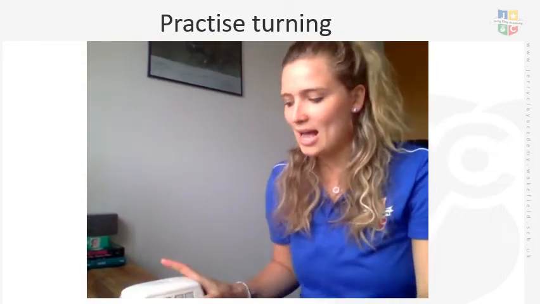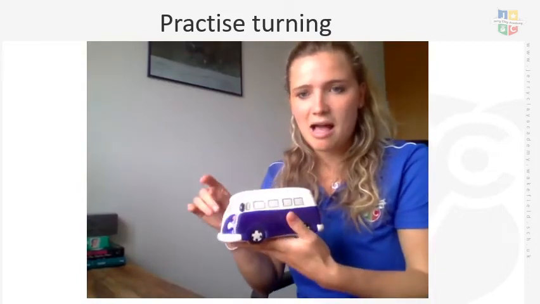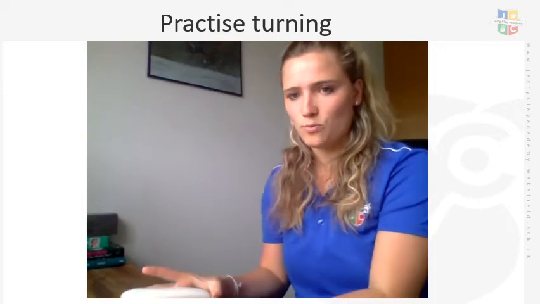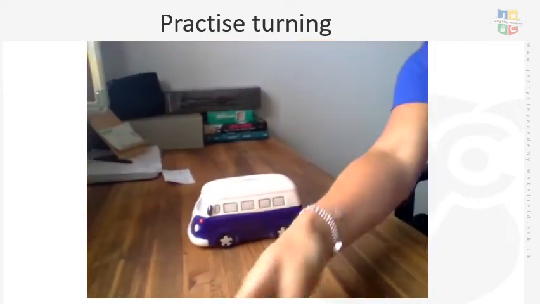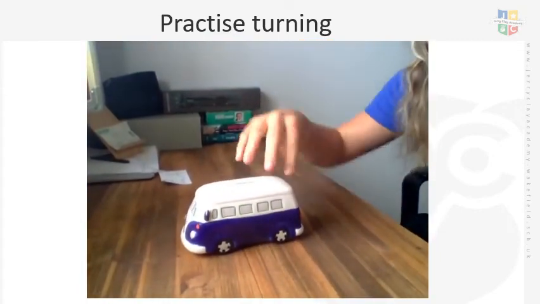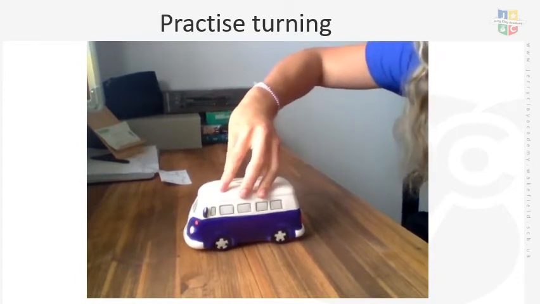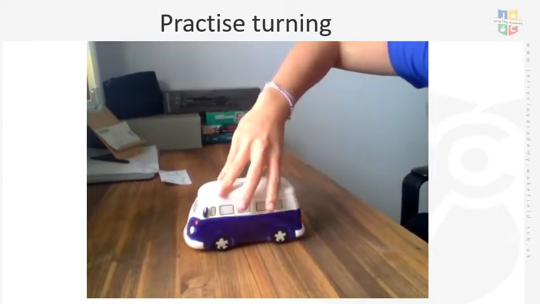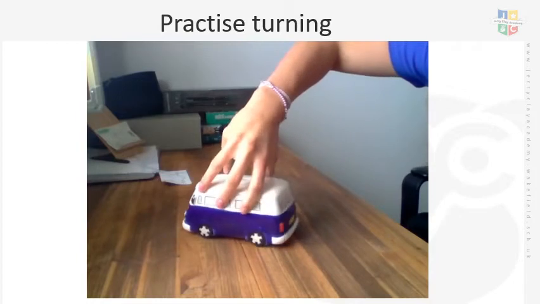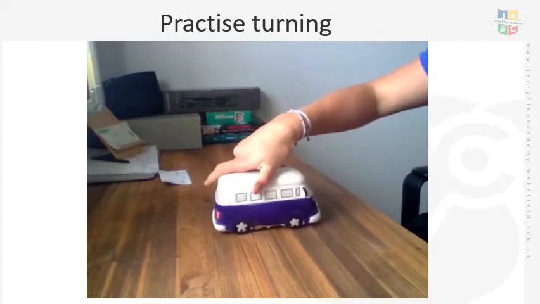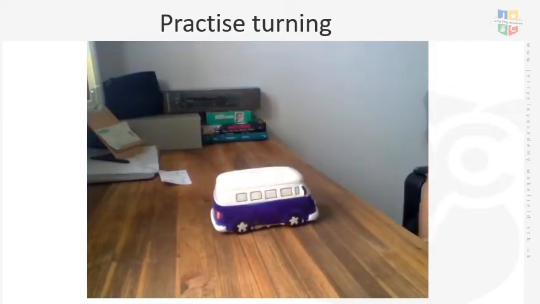So for example, I've got a little money box car, and I'm going to have a go at facing it one way. So I'm going to face it this way. Then what I'm going to do is I'm going to have a go at turning it clockwise a half a turn. So it's going to turn to the right, quarter turn, half a turn. So now the car is facing the other way.